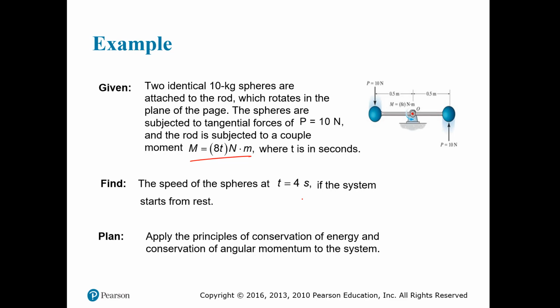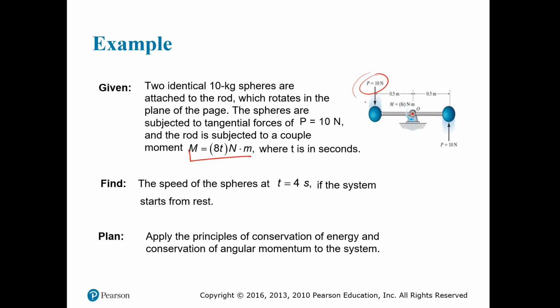So you were given a couple moment right here, and you were also given P. And you also have this that is rotating. You have particles that have momentum and they are located a distance from an axis, and because of that, they're causing angular momentum. So the best assumption for you, since you have a couple moment, is to use the equation that relates angular impulse and angular momentum. So how do we do that?